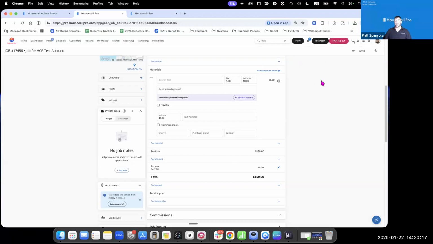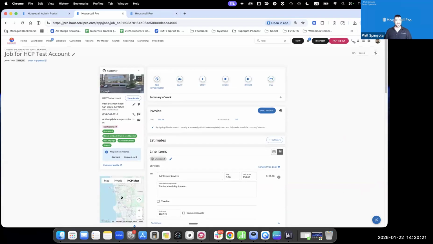Yeah, most definitely, and that's a good point. For the people using AI, you could probably type in something like, give me some industry standard material markups for the plumbing industry in this location.